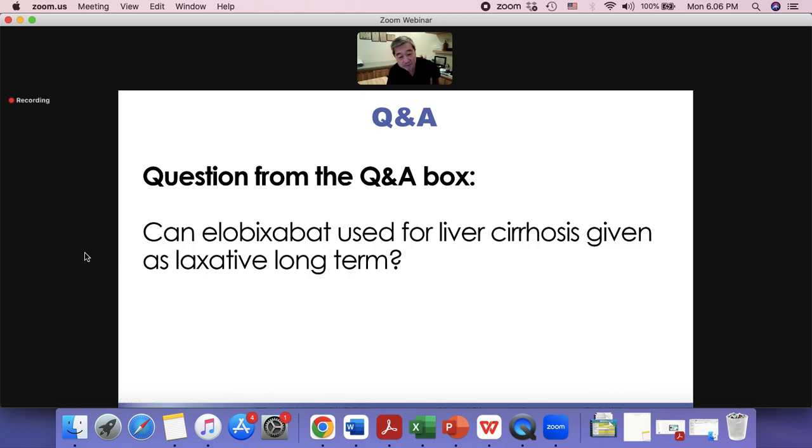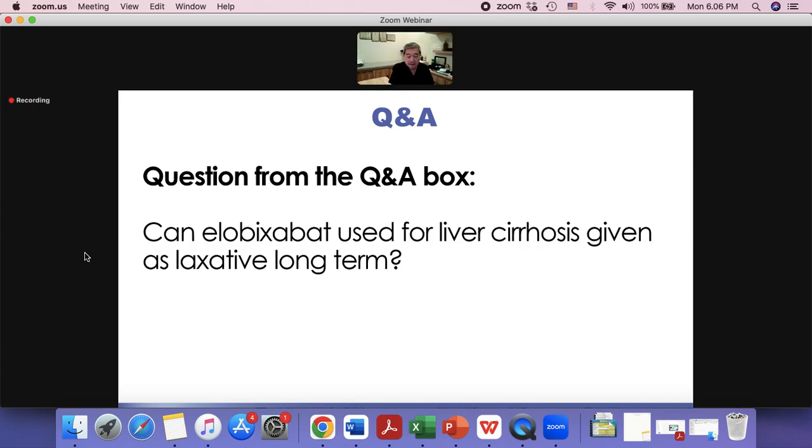Somebody is asking about the safety of Elobixibat use in patients with liver cirrhosis. The label of Elobixibat recommends not using this drug for severe liver function impairment, but for compensated cirrhosis, I think it is okay to use Elobixibat because reduction of bile acid is good for the liver. Thank you very much.